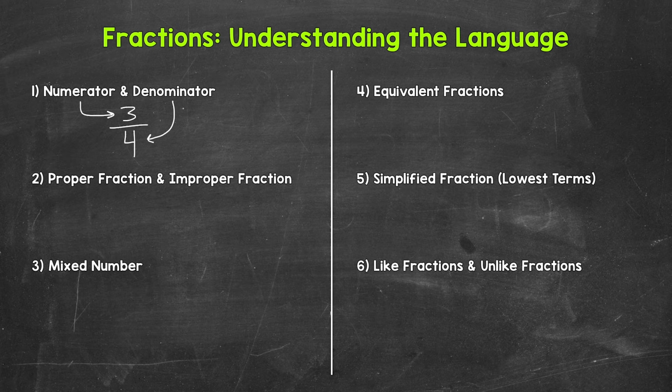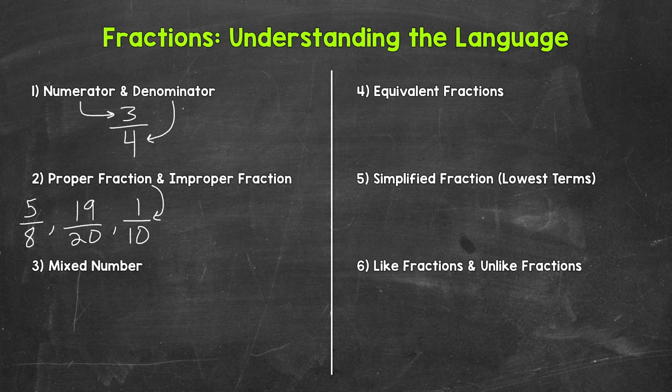Moving on to number two, we have proper fraction and improper fraction. Let's start with proper fraction. Now, a proper fraction is a fraction where the numerator is less than the denominator. So the top is less than the bottom. And the value of a proper fraction is going to be less than 1. For example, 5/8 is a proper fraction, 19/20 is a proper fraction, and 1/10 is a proper fraction. All of these fractions have a numerator that is less than the denominator. They are all less than 1 whole. So these are all proper fractions.